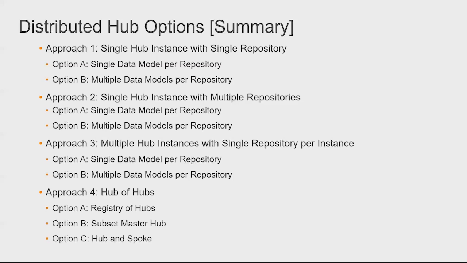Approach 4 is what we call a hub of hub. And here again, you get 3 options. First, you can use MDM more as a registry. Second, you can have a master hub as an entry point and holding a subset of master data. And the third is a typical hub and spoke architecture. Now let's go over each of these options in subsequent slides.